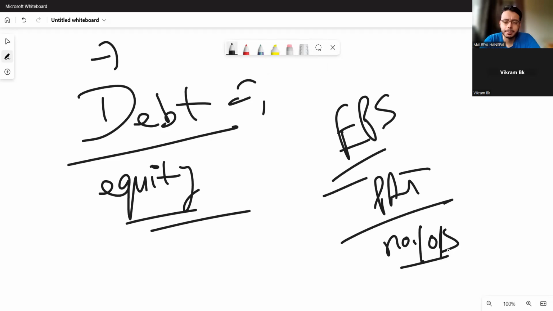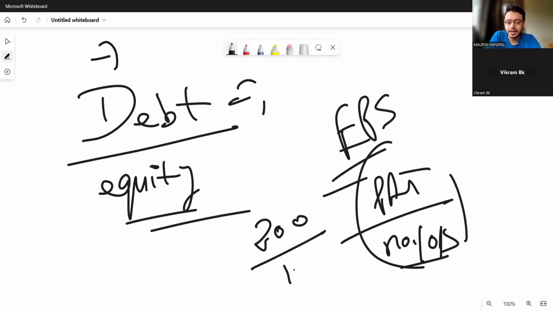And what do we mean by the number of shares outstanding? The number of shares which are being bought and sold in the market, the free float shares. Okay. So just assume the PAT was 200 rupees and outstanding shares were 10. So what was the EPS? 20, a good EPS for the company.